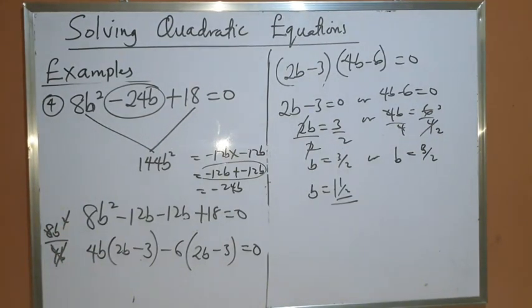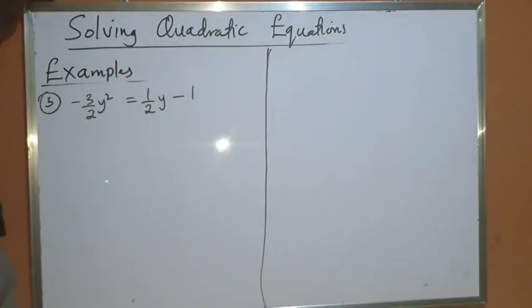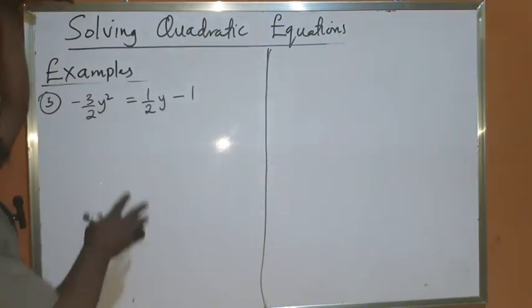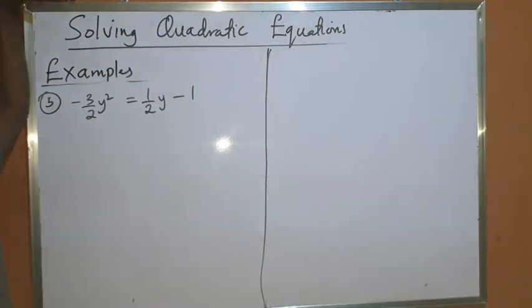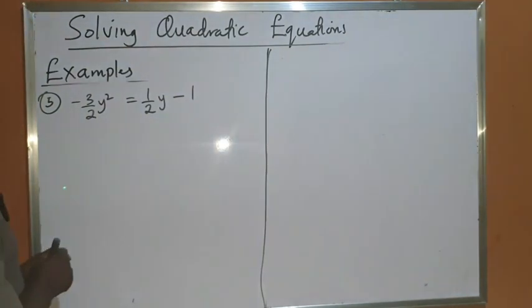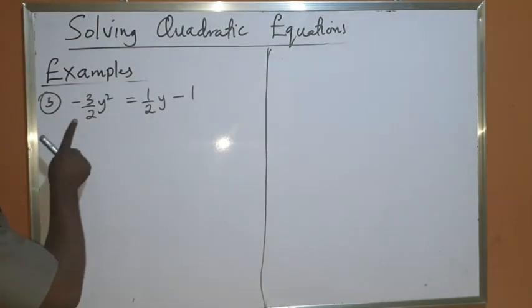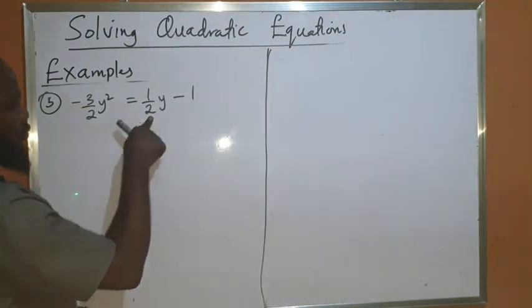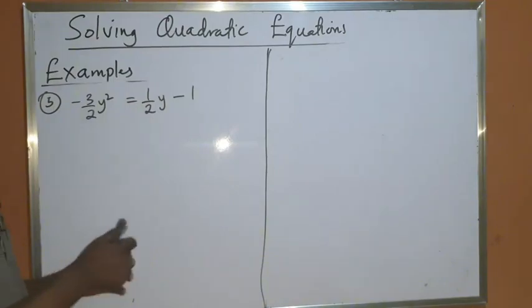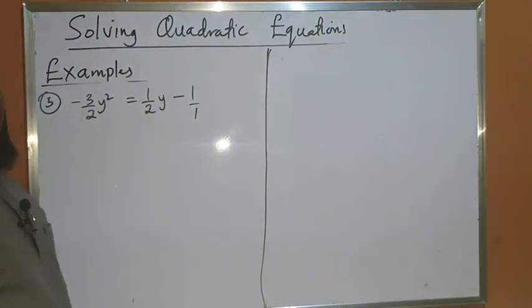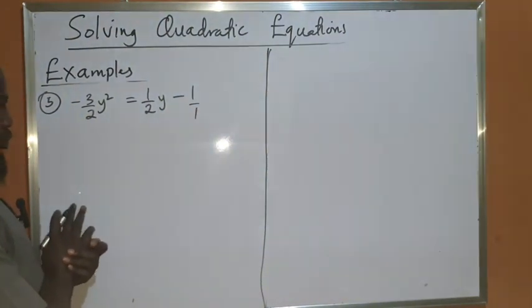Let's look at another question before we continue. Example 5, we are asked to solve this. How do we solve this? You notice this involves fractions, and there's no problem with that. What we want to do is remove the fractions. The first thing we're going to do is look at the denominators. The denominator we have here is 2, here is 2, and here is 1. So what's the LCM of 2 and 1? It is 2.